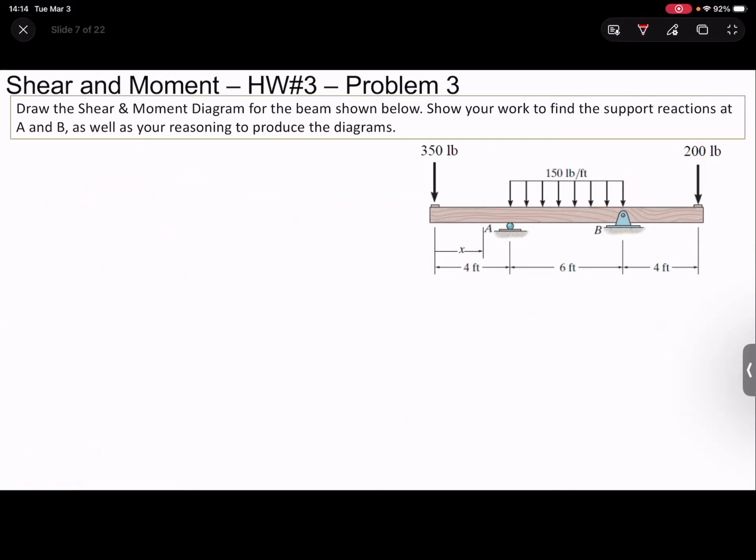So, drawing the shear and moment diagram for the beam shown below. As I mentioned before, on the exam, I'm not going to ask you to draw the shear and moment diagram. On the FE, there's no drawing. Luckily, it's a computer-based exam. You don't have to draw stuff.